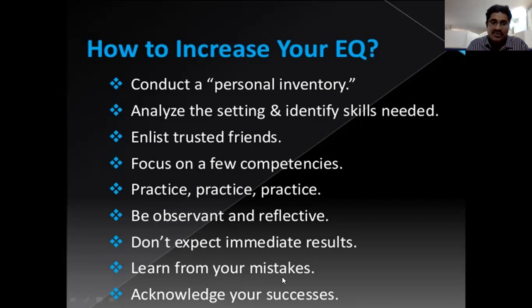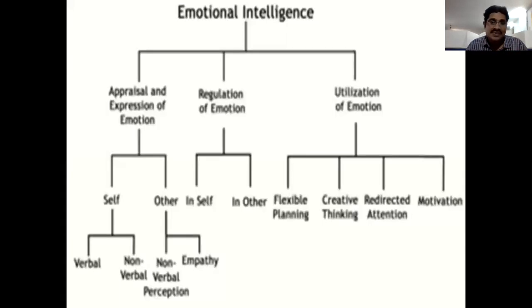Next, learn from your mistakes. It is another important thing. Learn from your mistakes, right? To have intelligence upon your emotions, to control your emotions. And finally, acknowledge your success. Acknowledge your success means you need to recollect all your successive steps, all the successes which you have already had, right?